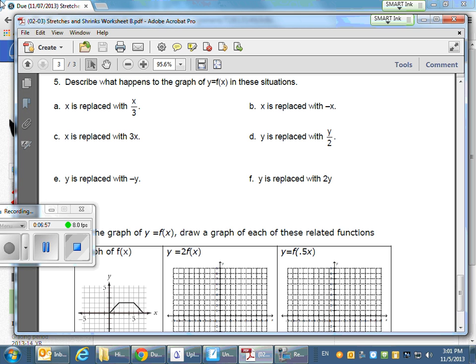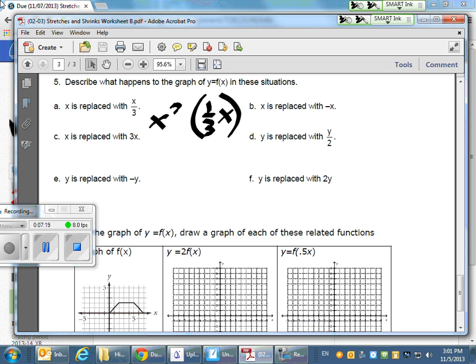X is replaced with x over 3. What they're really trying to say here is what's the difference between x and, again, I like to write this as 1/3 x. What's the difference between those two? What happens to the graph? Well, if I replace the x with, that means I was on the inside. Do you get that it has to be on the inside if you're replacing an x?